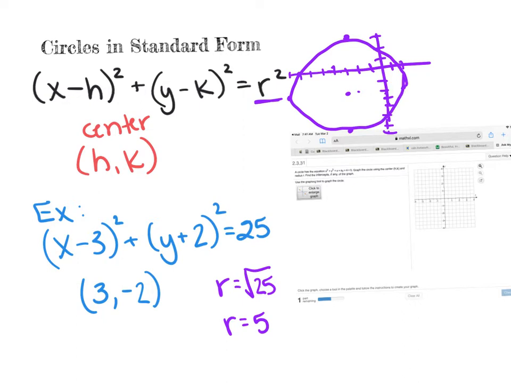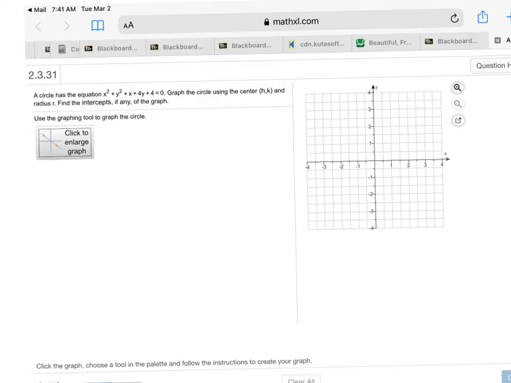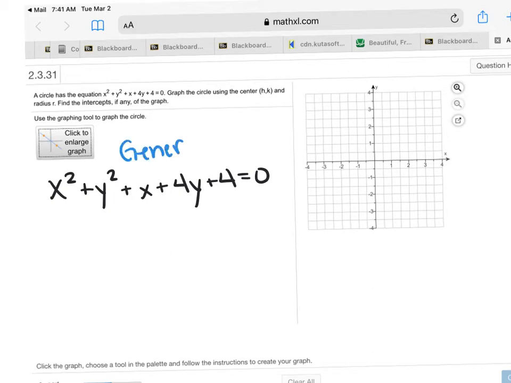Now when we look at this particular equation, notice that my equation is this right here: x squared plus y squared plus x plus 4y plus 4 is equal to 0. The problem with this equation is that it's not written in standard form. This is what we call the general form of a circle.